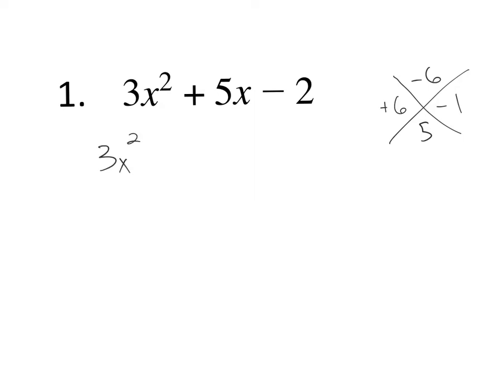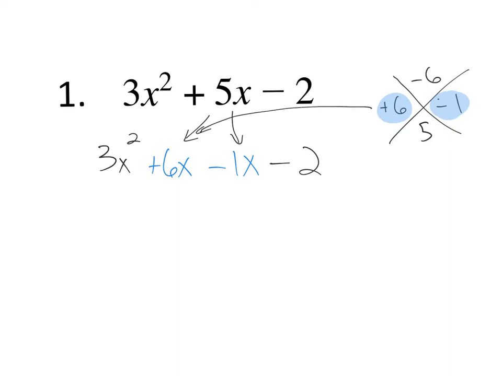Our first term, 3x squared, remains the same. Negative 2 remains the same at the end, but we're going to split 5x into two different terms. We get those two terms from the factors that we found, so we have positive 6x and negative 1x. Those we got from our factoring using the x method. Really all we did was split that middle term into the two factors that we found. For the positive 6, we added an x variable, and for the negative 1, we added an x variable.